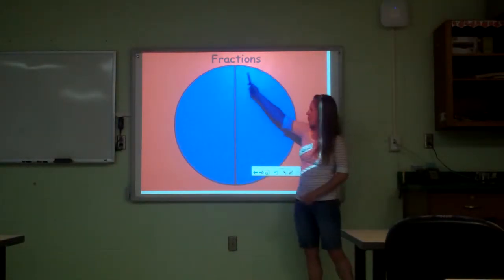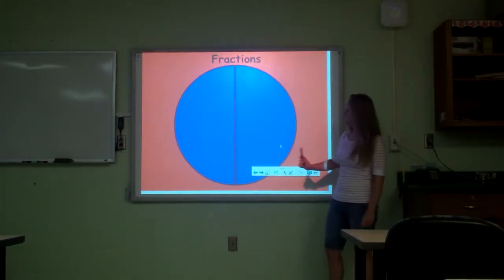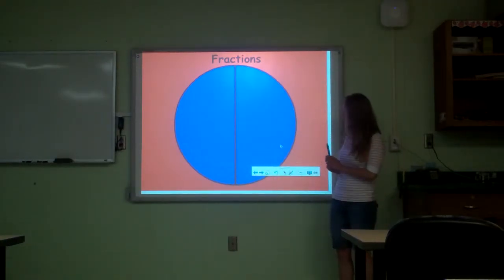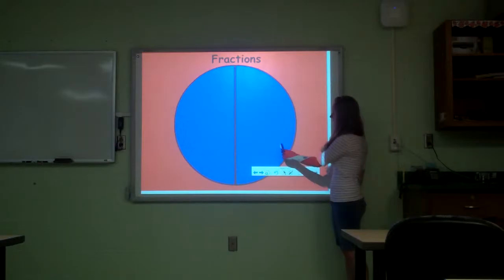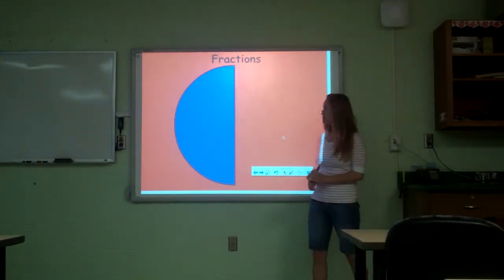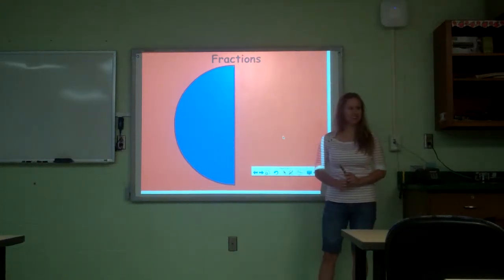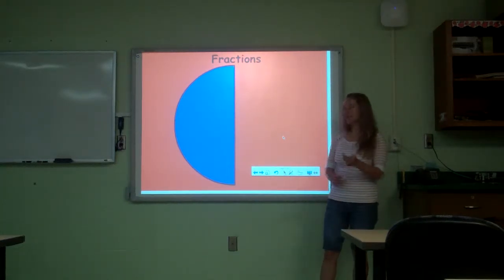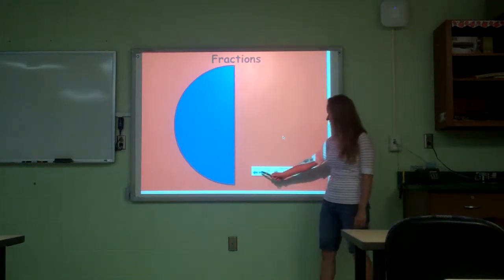So if I have one whole circle and I divide it into 2 halves and I take 1 half away, how many halves do I have left? 1. Right, Sydney, you have 1 half left.